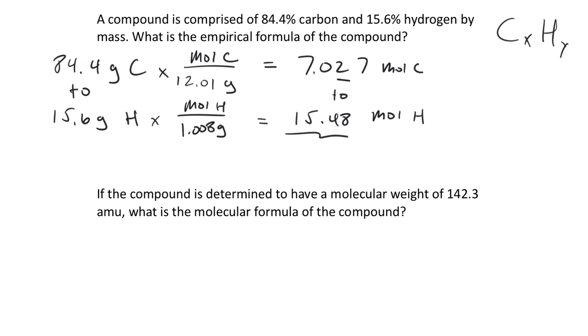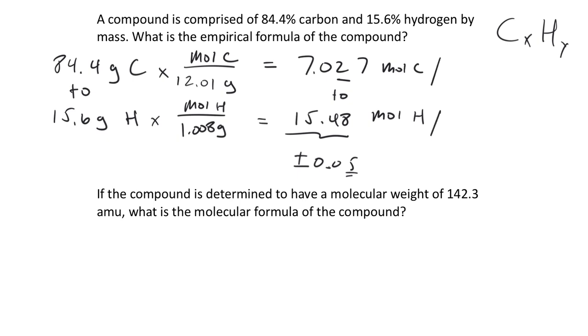So we want to inspect here. We're within plus or minus about 0.03, maybe 0.05 at worst, to round. You know what I mean? So we can't round to 15, we can't round to 7. So let's do some math to try to find the simplest whole number ratio.